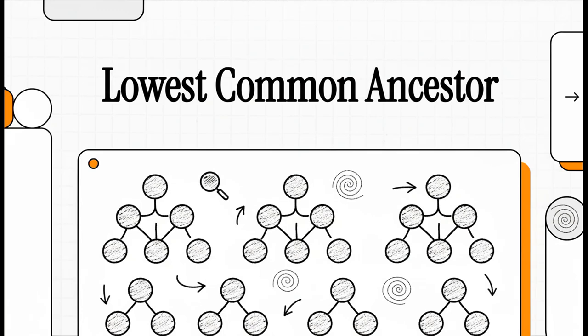All right, if you've ever stared down a tough tree problem in a coding interview, you know that feeling. Well, today we're going to tackle a big one, finding the lowest common ancestor. Seriously, nailing this can be a total game changer. So let's get right into it.